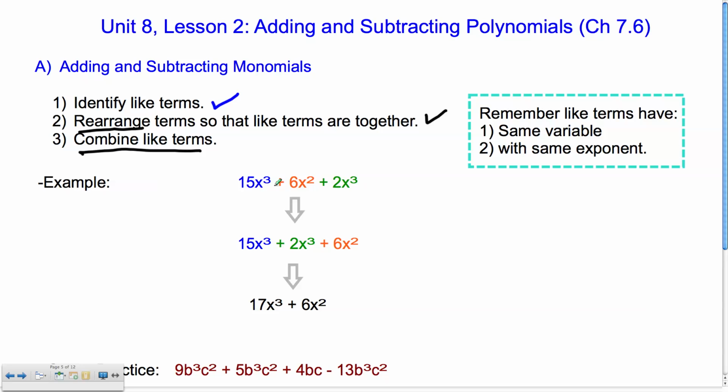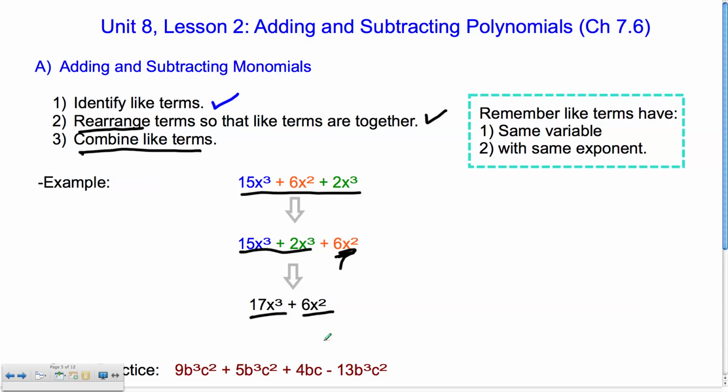I'm going to start with this example here: 15x to the third plus 6x to the second plus 2x to the third. Three terms. This is a polynomial. What I did first was simply make sure my like terms are together, the x to the thirds, and when I add 15x to the third plus 2x to the third, I get 17x to the third. This 6x to the second over here has no like terms, so it just gets brought down.